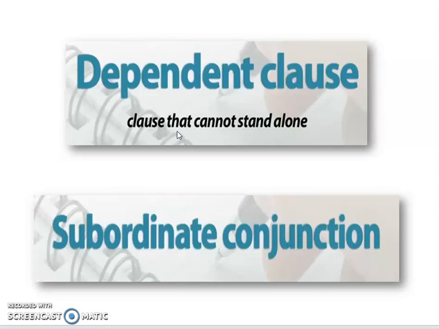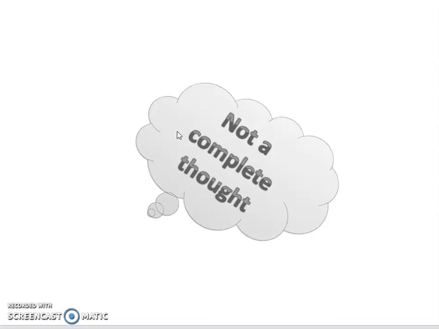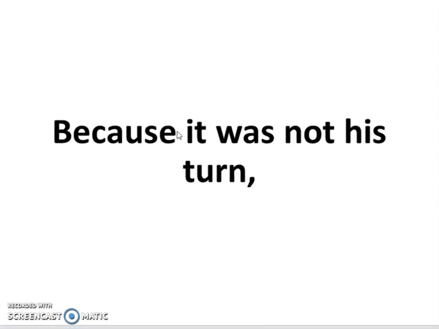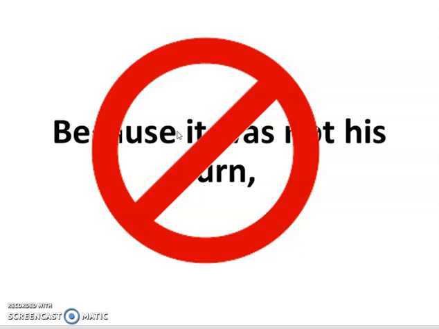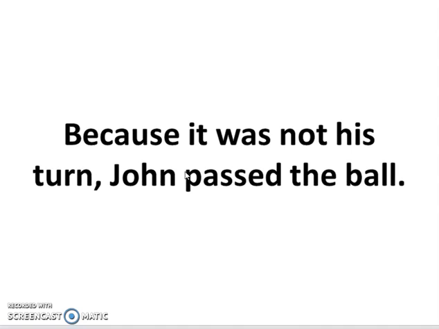We can call it subordinating clause if it starts with a subordinate conjunction like because, after, before. Let's continue. So it's not a complete thought. Let's take an example: "Because it was not his turn." Does it reflect a complete thought? No, because I need something to complete it. Let's take a look at the following: "Because it was not his turn, John passed the ball." So here I have a dependent clause, which is not complete, and an independent clause. Together they form a complete sentence.